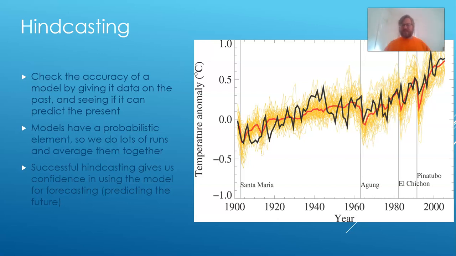So if we can successfully hindcast, if we can predict the present based on data from the past, that tells us our model is something we can have confidence in when we forecast, when we use present day conditions to predict what's going to happen in the future, because we can't double check the future against actual data yet. We have to wait until the future happens, but we want to be able to predict in advance. So if our model's good at hindcasting, we can trust that it's going to be reliable for forecasting the future.